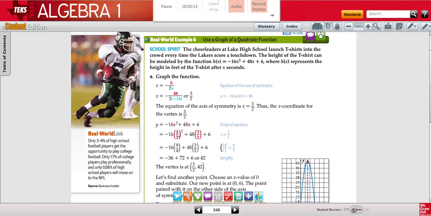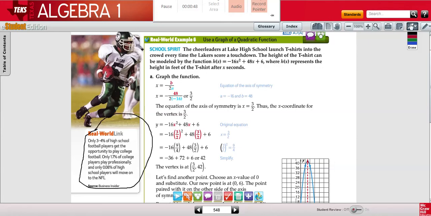It says only 3 to 4% of high school football players get the opportunity to play college football, and only 1.7% of college players play professionally. And only 0.08% of high school players will move on to the NFL. That's just a little tip for a certain little student who had a certain something to say about high school football and the statistics behind it. So here you go, certain little student. Here are your facts behind high school football.